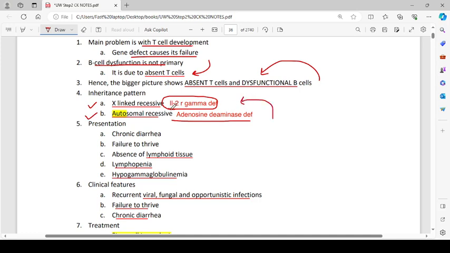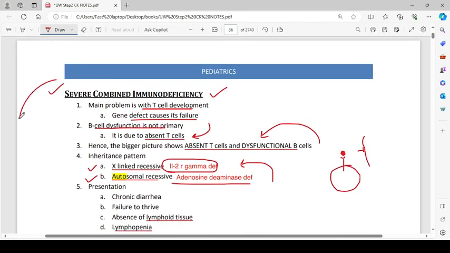Now, on all the B and T cells we have an interleukin 2 receptor. That receptor definitely binds to the interleukin 2, and when it binds, it helps in the proliferation of the cells, right? If it is absent, cells cannot proliferate. Secondly, the problem is not in the whole receptor, it is the gamma chain of the receptor which is defective. So in X-linked recessive SCID, the problem is with the interleukin 2 receptor gamma chain.